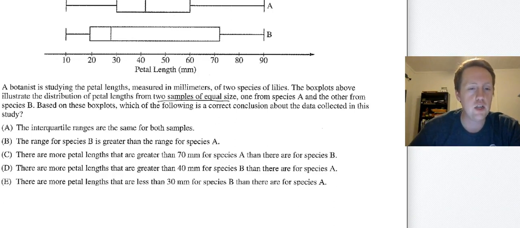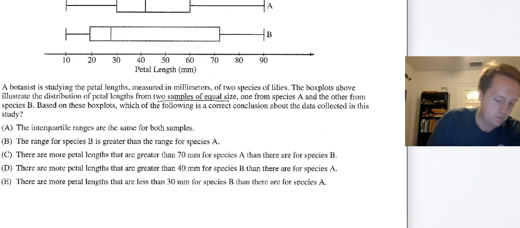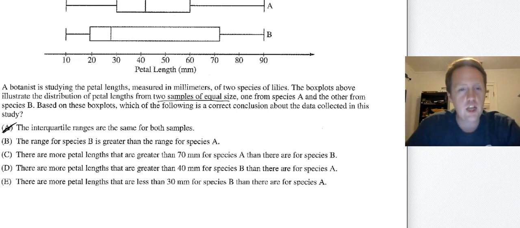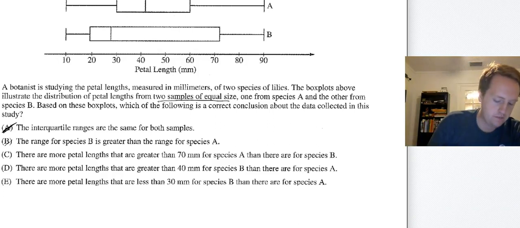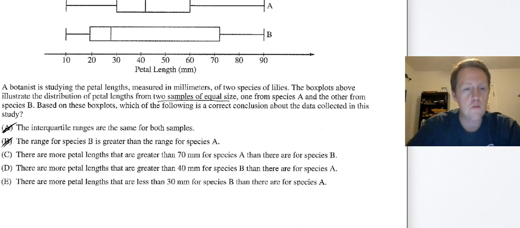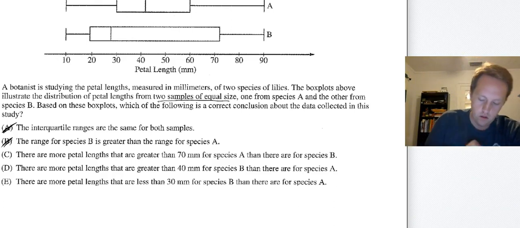The interquartile range are the same. Well, the interquartile range is the width of the box. I think it's pretty obvious they're not the same. The range for species B is greater than the range for species A. Remember, box plots start at the minimum, stop at the maximum. I think it's pretty clear these start and stop at the same spot. There are more petal lengths that are greater than 70 millimeters for species A than there are for species B. Okay, so 70 is like right here.